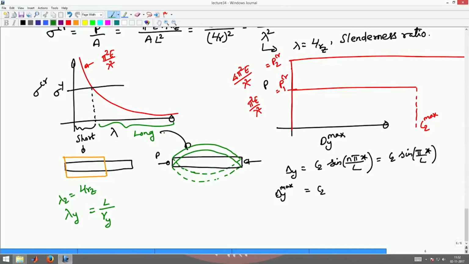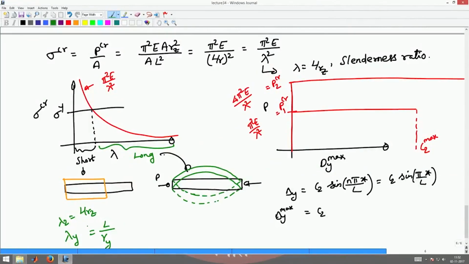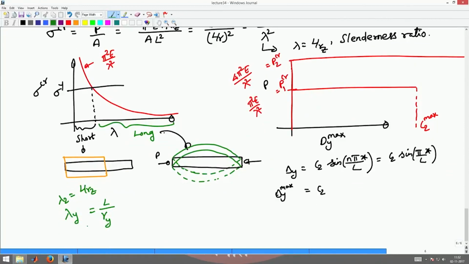Now, whichever is more will lead to a lower value of stress. So if lambda z is greater than lambda y, then sigma critical for the z axis would be lesser than sigma critical for the y axis. If this happens, then since sigma critical along the z axis is less, it has to deform along the delta y direction, it should show a delta y deflection.